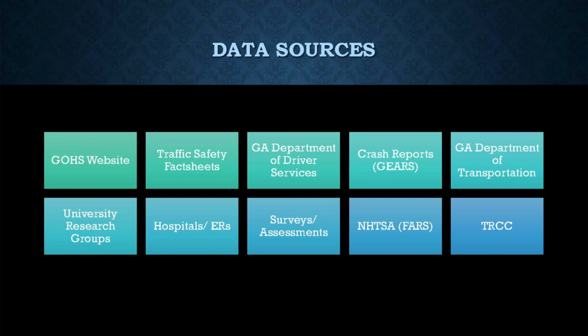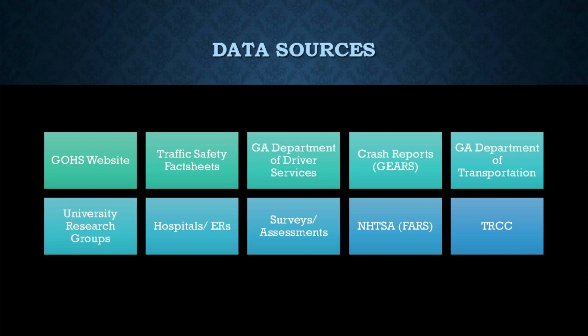University research groups can be helpful. We work a lot with TestReg at UGA. They have great data. Hospitals and ERs, we have OASIS and GEMSIS. They are accessible tools for the public. And you can actually make your own charts, create tables, maps using these tools. They have trainings on how to do it. So if you need those to prove your data, that is available.